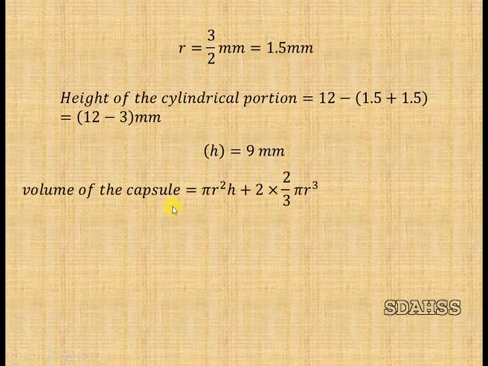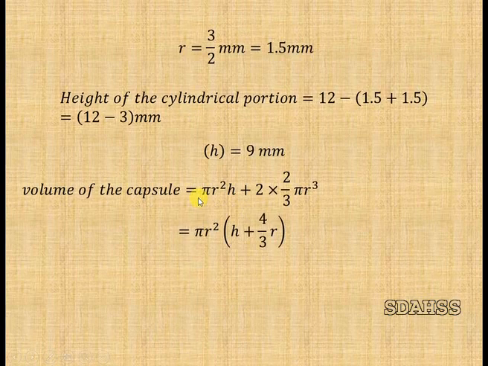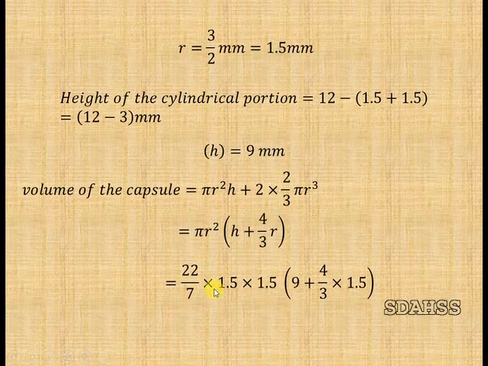Then volume of the capsule is equal to volume of a cylinder plus volume of two hemisphere. That is volume of a cylinder is pi r square h plus 2 into 2 by 3 pi r cube. Pi r square is common, so take outside. So remaining you have h plus 4 by 3 r. Pi is 22 by 7 into the radius is 1.5 into 1.5 into h is 9 plus 4 by 3 r is 1.5.